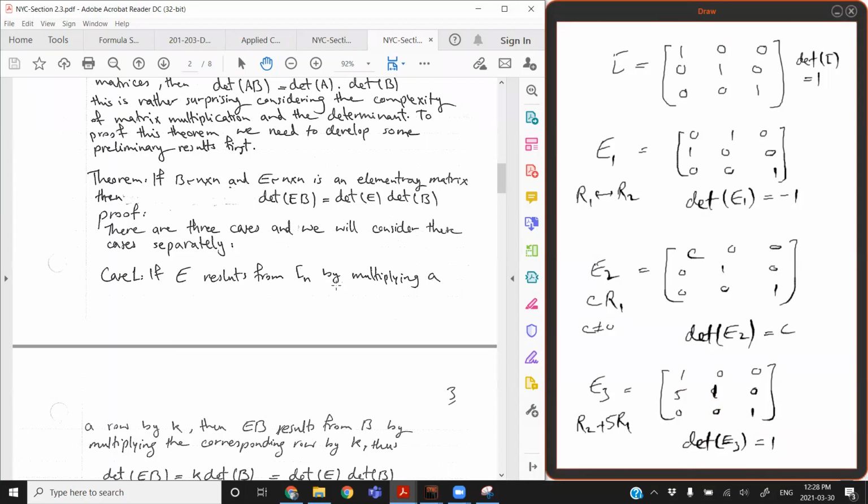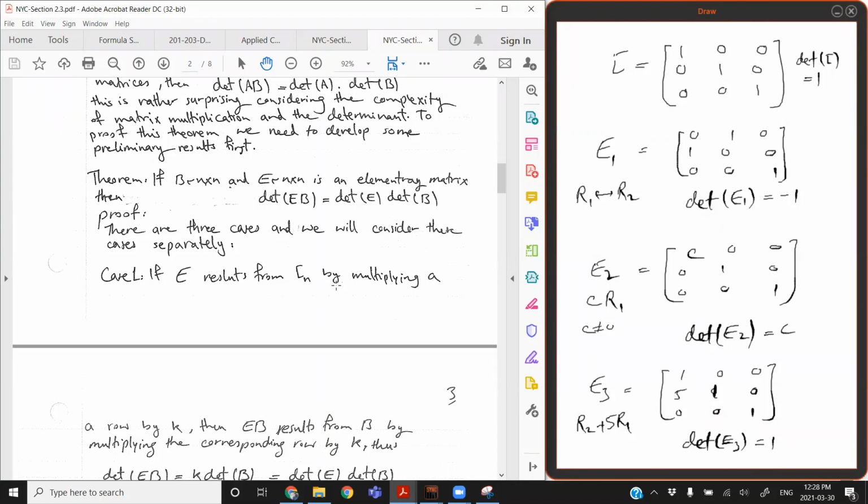Okay, so have this in mind. You can easily tell what the determinant of an elementary matrix is. If it's the result of a row swap, the determinant is -1. If it's the result of multiplying a row through by a non-zero value C, then the determinant is C. And if it's the result of a pivot operation, then the determinant is 1.